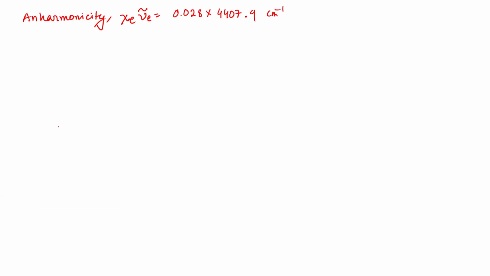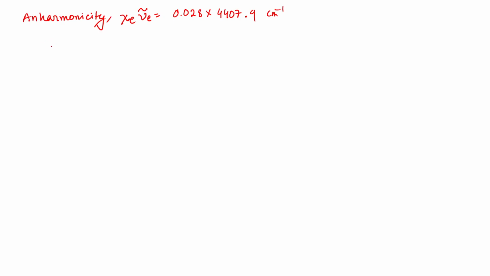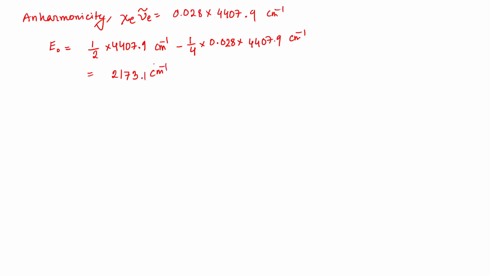Now you want the zero point energy. Zero point energy would be your E0, that is half of 4407.9 centimeter inverse minus 1 by 4 into 0.028 into 4407.9 centimeter inverse, and check how much you are going to get. Okay, 2173.1 centimeter inverse, using this whole thing, right? Half into 4407.9 minus 1 by 4.